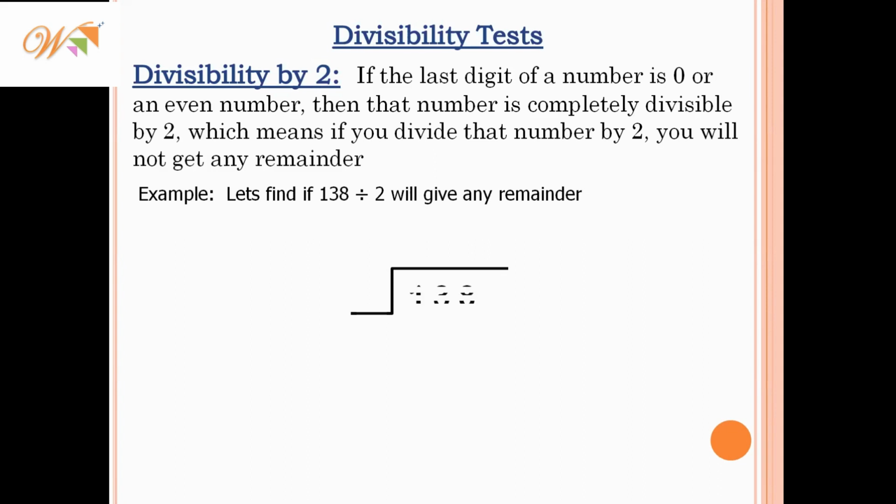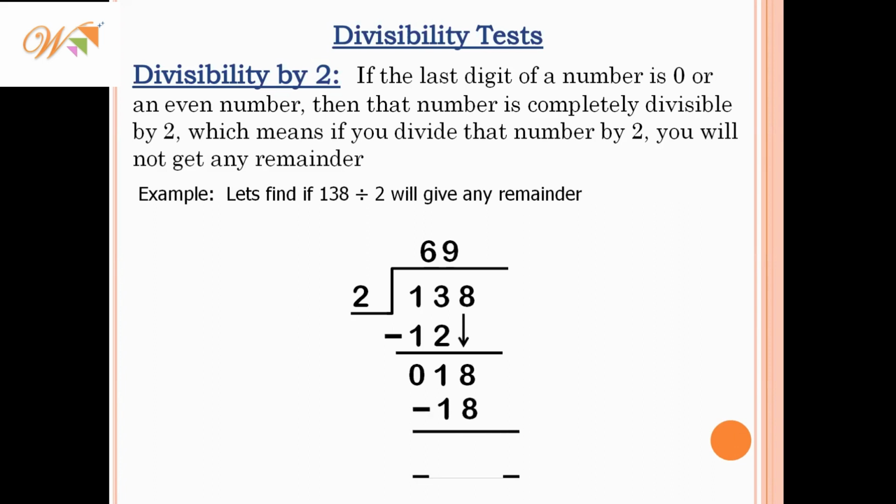So 138 divided by 2. So 2 times 6 is 12. We will subtract it. We will get 1. Then 8 comes down. 2 times 9 is 18. Remainder is 0. Oh, so that means this divisibility test is correct. That means if in a number the last digit is an even number or 0, then that number will be completely divisible by 2 and there will be no remainder.